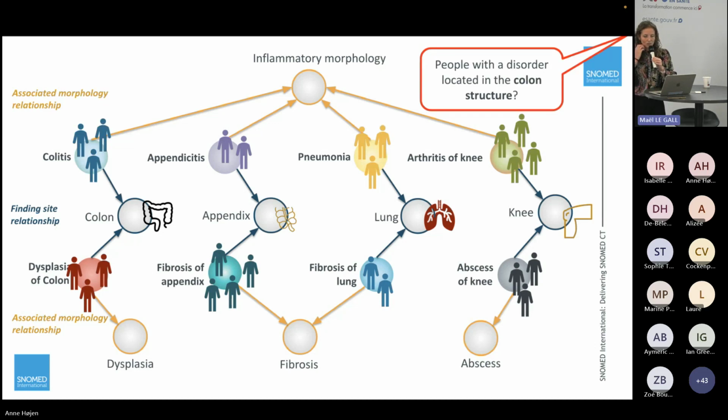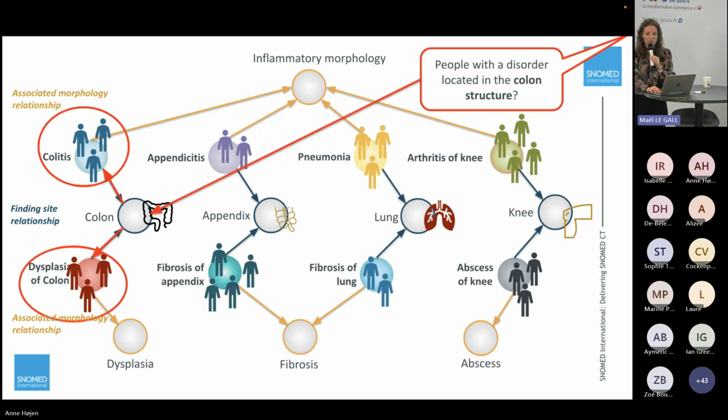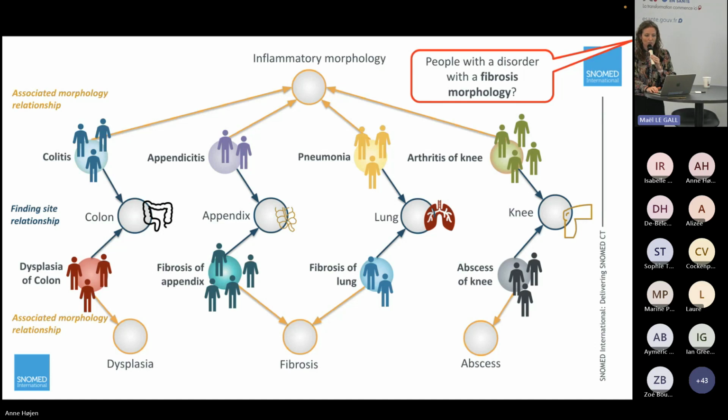And the way that we can use that for data analytics is to say, well, give me any people with a disorder that is located in the colon structure. Then the system would need to run a query to say, well, give me all the types of disorders that have a finding site of the colon structure. So using the defining properties instead of just the subhierarchies. So here we need to know the attributes that we're looking for: the finding site with a value of colon structure or any type of colon structure.